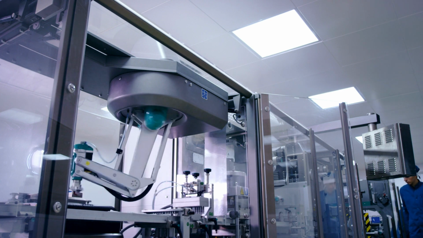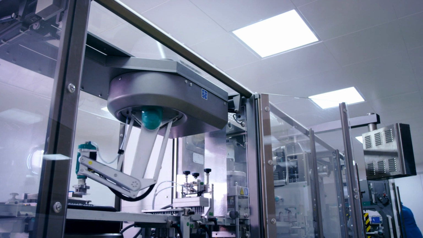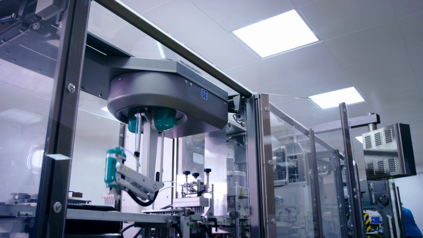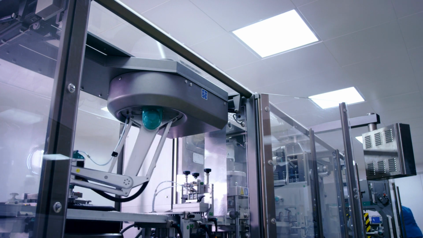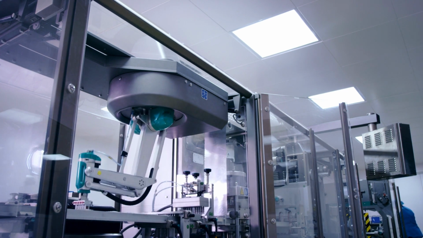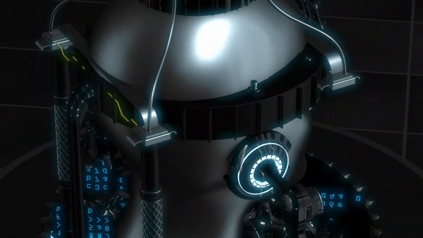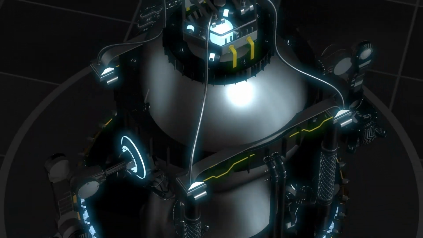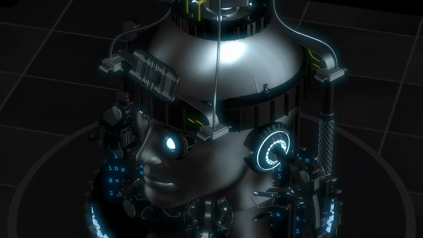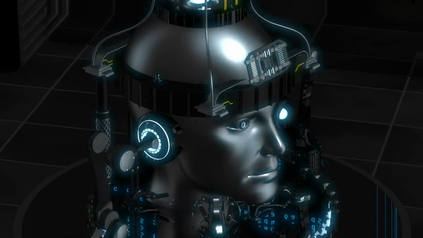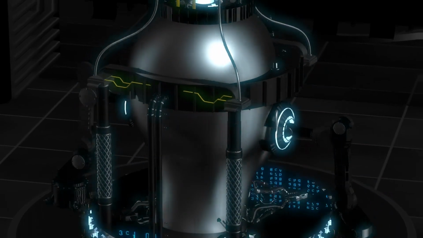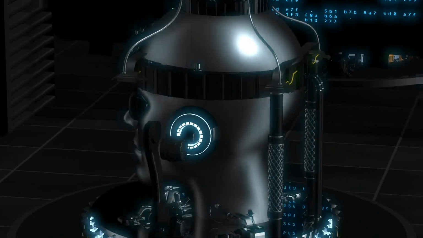Example: in a robotic assembly line, the RTOS manages multiple tasks simultaneously, including motion control, sensor data processing, and communication with peripheral devices. The real-time scheduling capability of the RTOS ensures that each task is executed within its deadline, maintaining smooth and efficient operation of the assembly line.